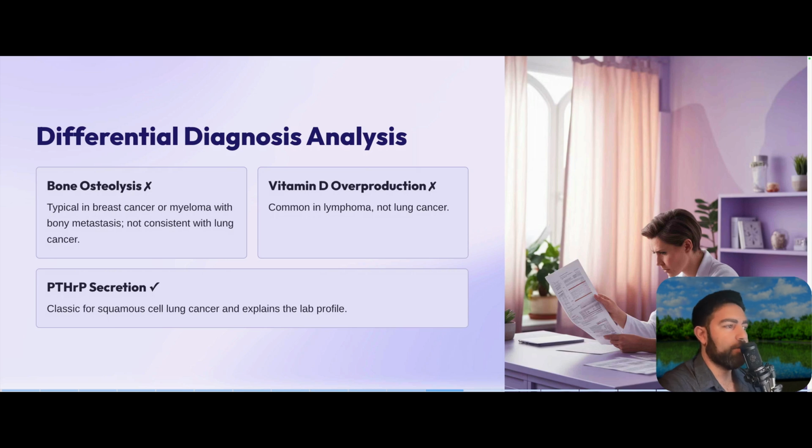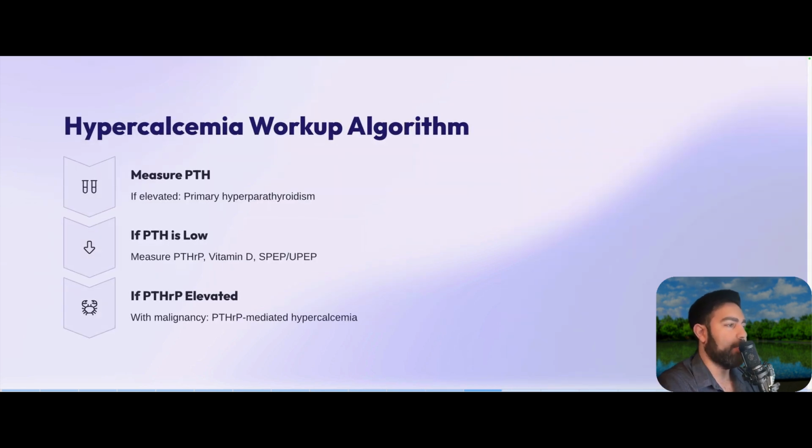The differential diagnosis is, as we talked about, bone osteolysis. You see those in breast cancer, myeloma with bone mets. It's not very consistent with the lung cancer in this case. Vitamin D overproduction, again, we talked about lymphoma. PTHrP is very classic for squamous cell lung cancer and would explain that elevated calcium level.